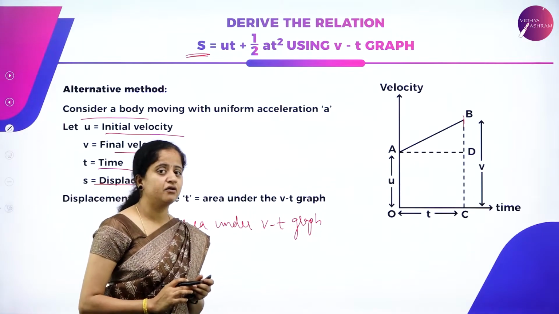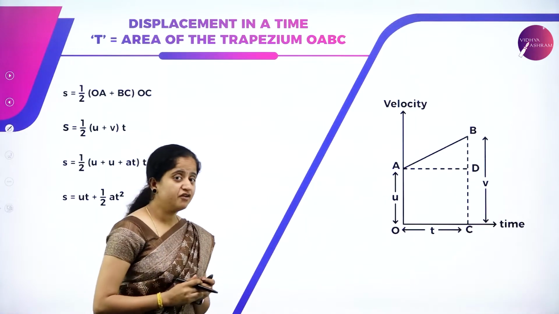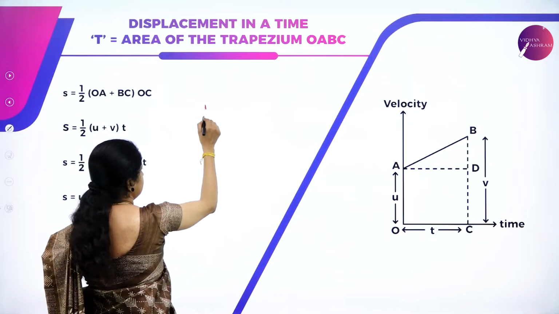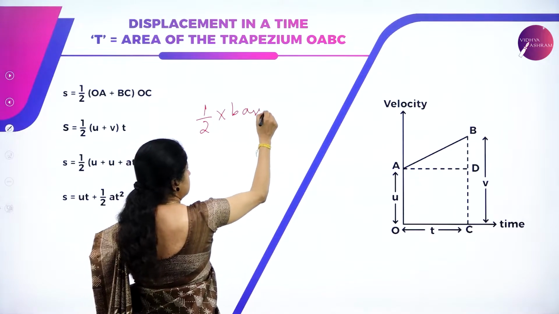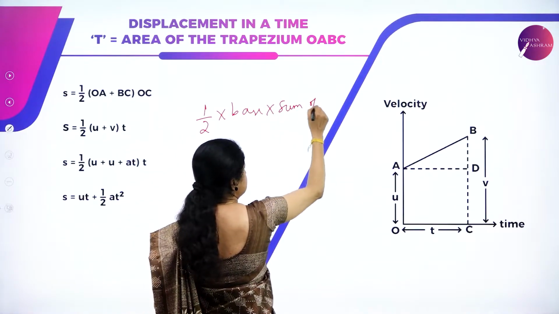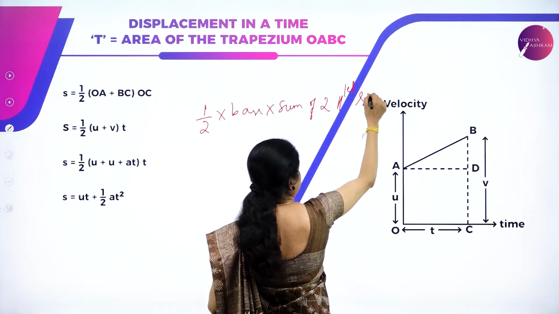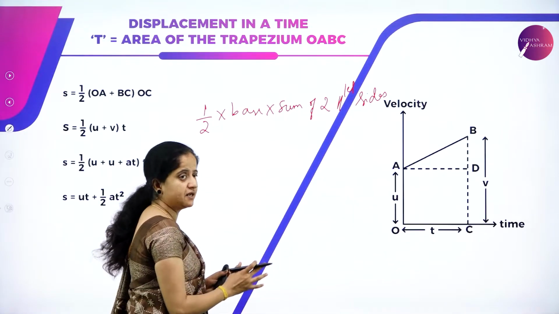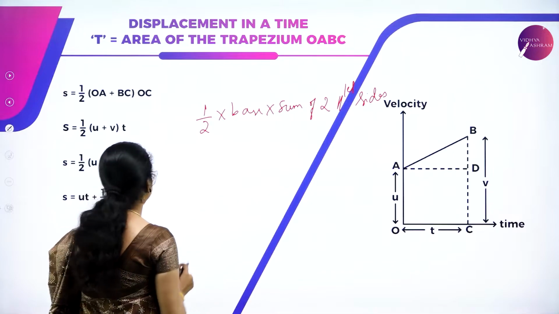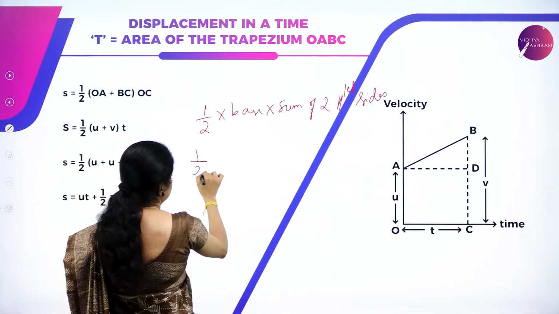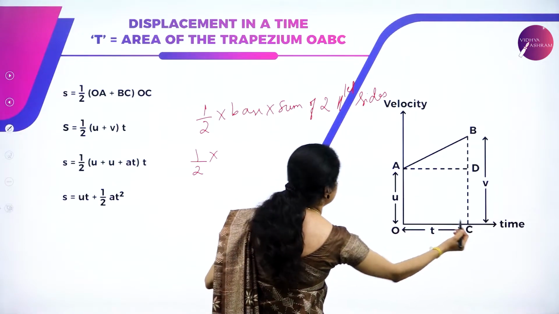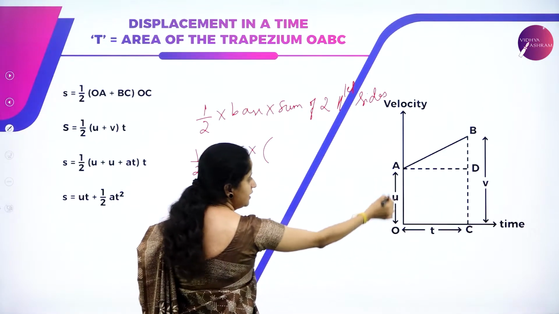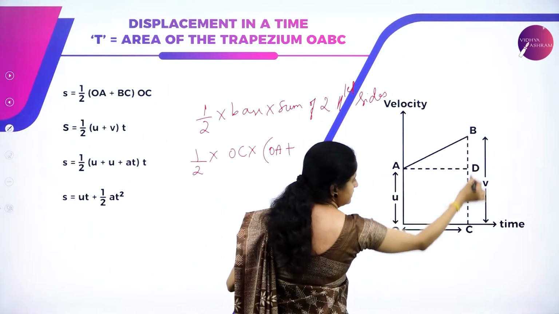Now, how to find the area of trapezium? What is the formula? The area of trapezium is given by half into base into sum of two parallel sides. Now, let us consider OABC is our trapezium. Let us apply the same formula to find the area. It is given by half into, what is the base? Here base is nothing but OC and sum of the two parallel sides. Two parallel sides are OA plus this one BC.